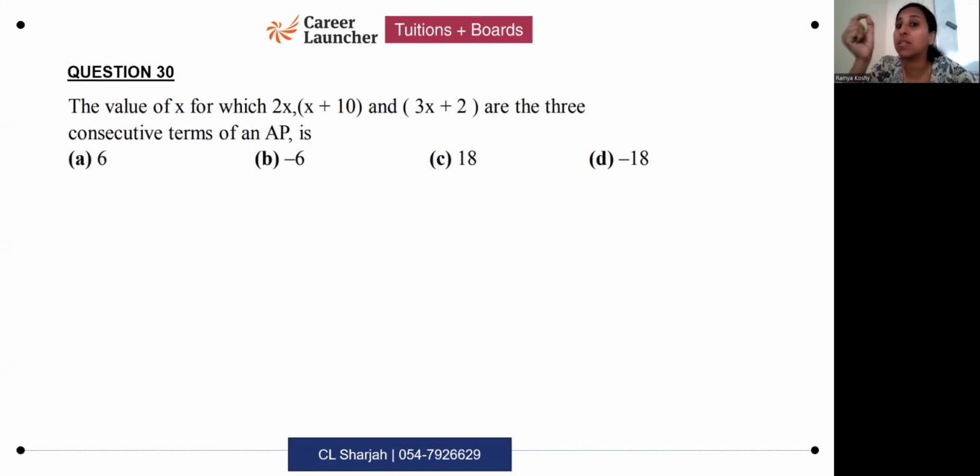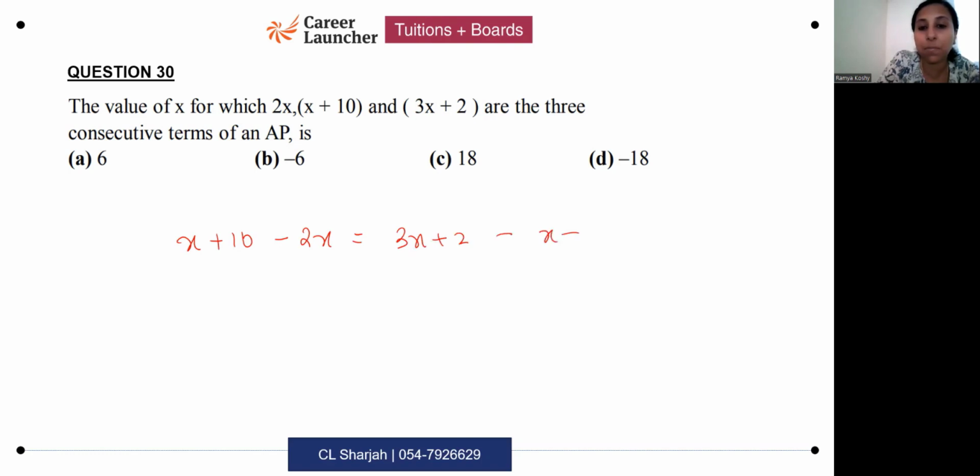Otherwise, what's the main concept you apply when it is given that three terms are AP? Sorry, 2x plus x plus 10 plus 3x plus 2. No, you should not add up everything. The difference between consecutive terms is the same. That is the logic you use. You will say x plus 10 minus 2x is the same as 3x plus 2 minus x plus 10.